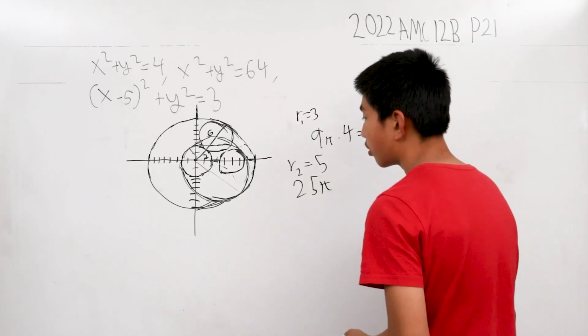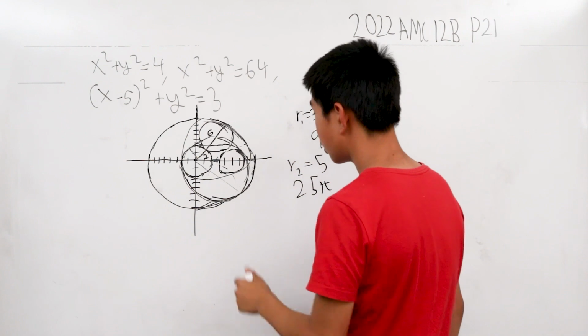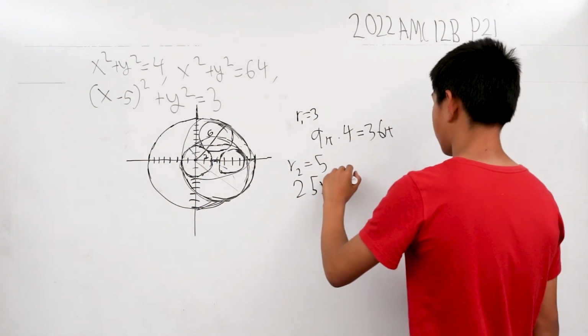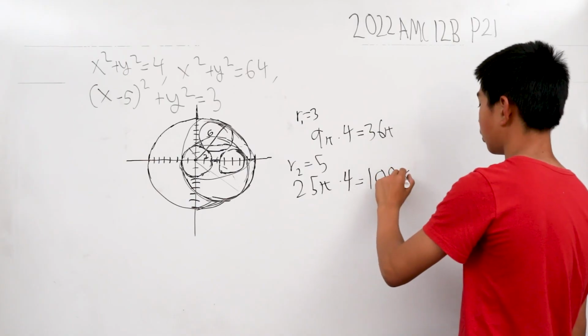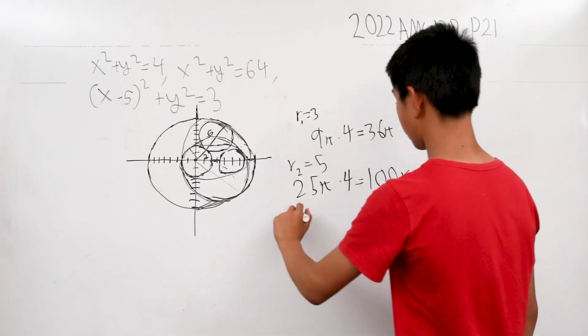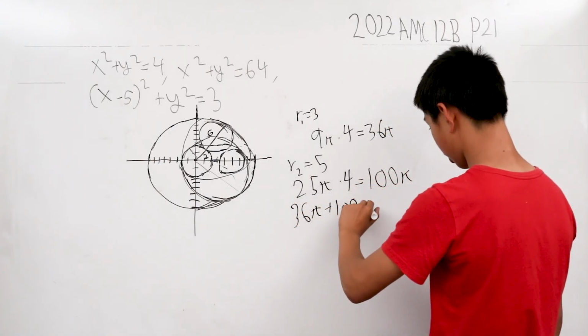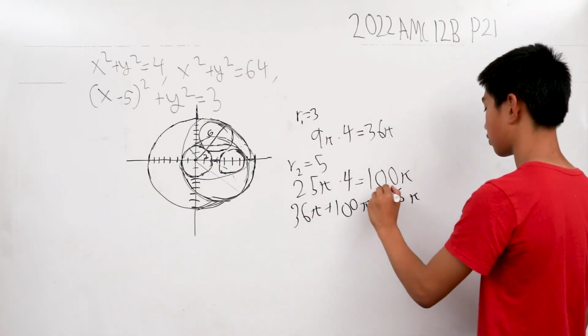How many are there? Well, again, there's 4 of them, because there's also one here, and one there, and one there, vice versa. So times 4, 25 pi times 4 is 100 pi. So when you sum 36 pi and 100 pi, you're going to get your answer of 136 pi for this problem.